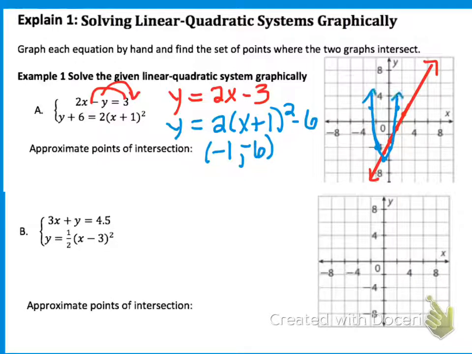So what are the approximate solutions? Well, it looks like it crosses right here. That's an approximate solution, and this one right here. But how do we approximate that? Well, probably the best thing to do to approximate something like that is really to use your graphing calculator.